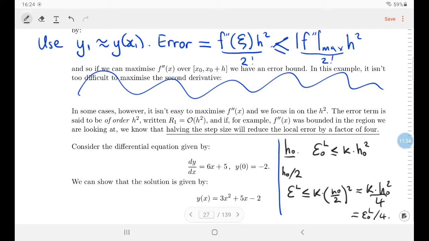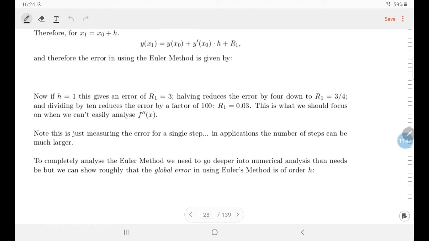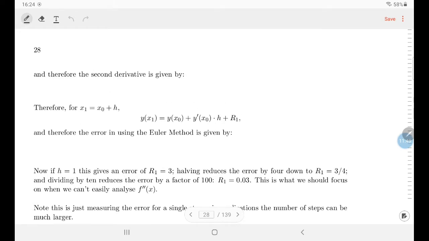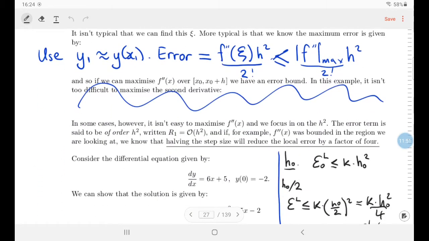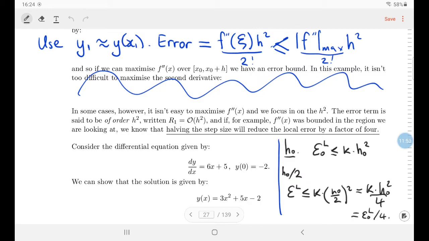If you go from the original step size to 1/10, it reduced the local error by a factor of 100. Okay. I'm not sure what this next little bit is going to be. Oh yeah, I think we're going to look at an exact example. So I think we need this example to talk about the difference in the local errors and the global errors.